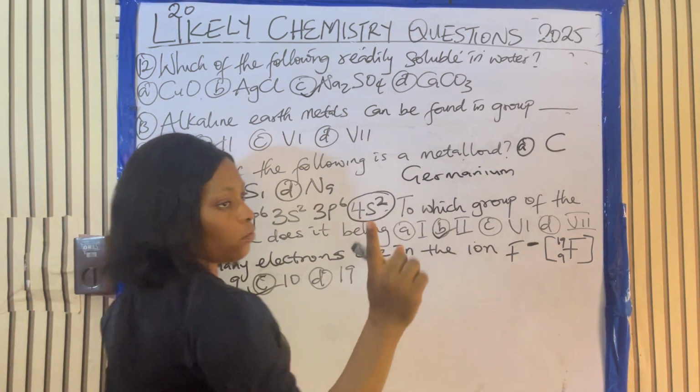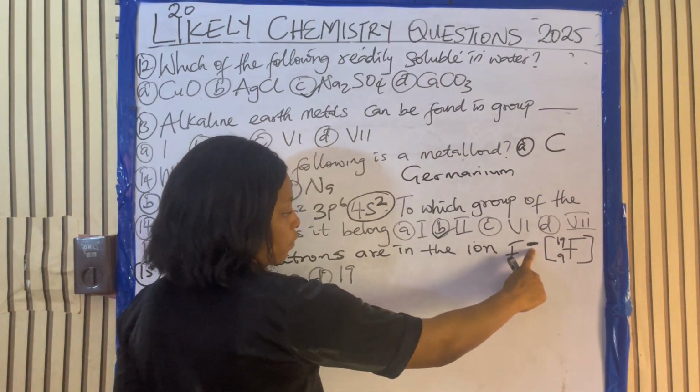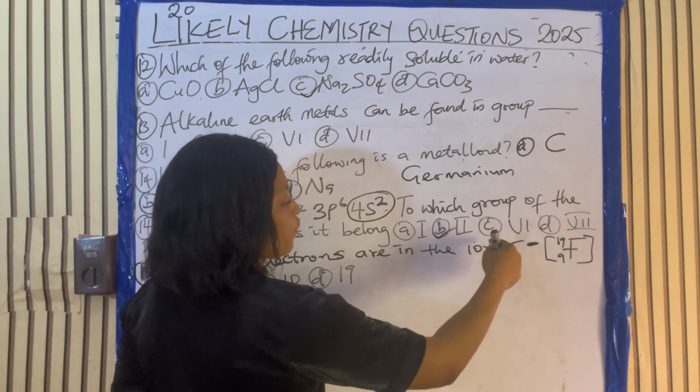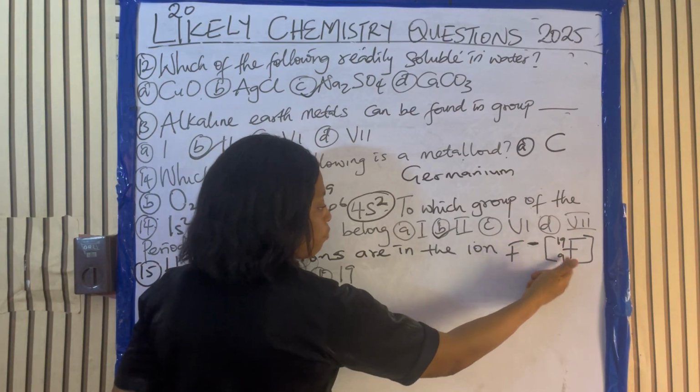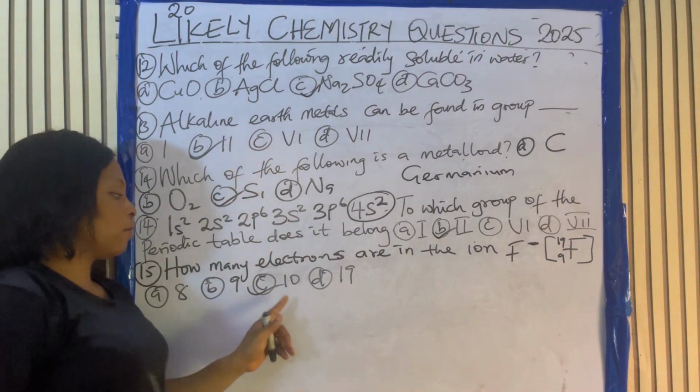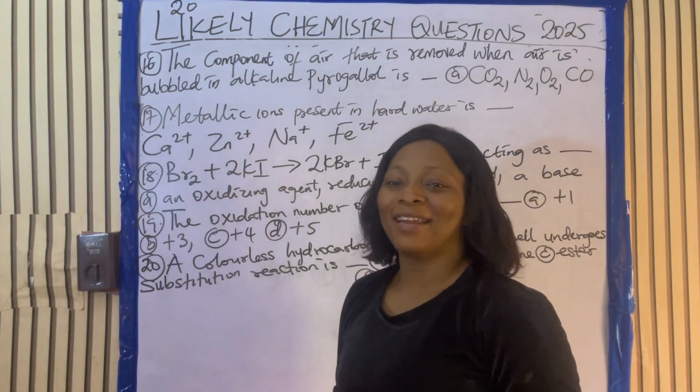How do we know that it is 1 electron? Because this is just minus. Minus here means 1. If you have 2 minus, it will be 2 electrons. So in this case, it is 1 electron. 1 plus 9, that will give us 10. Okay, so let's look at the next question.